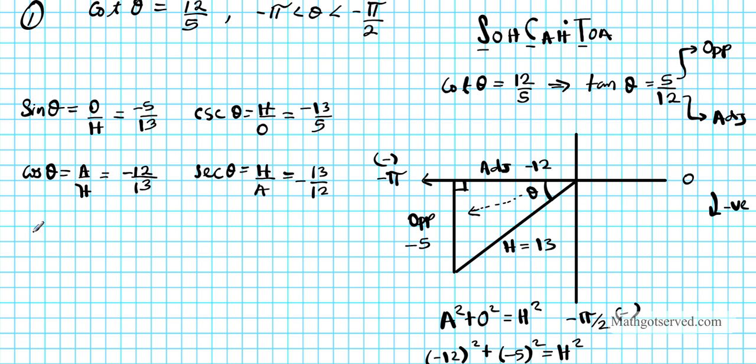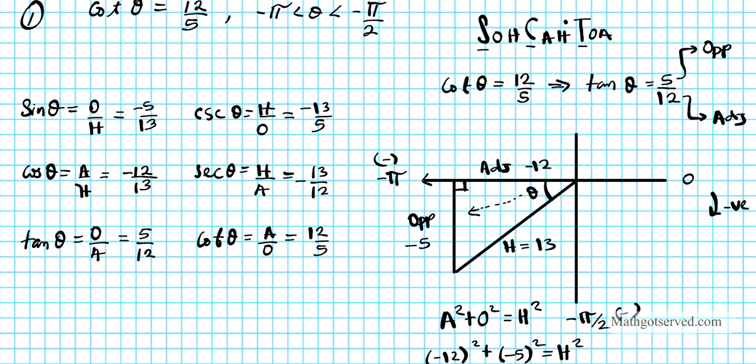Next, we have tan from TOA. Tan theta, we already know what that is. Opposite over adjacent is going to be 5/12. And last but not least, the reciprocal of tan is cotangent. Cotangent theta is adjacent over opposite, which is 12/5.